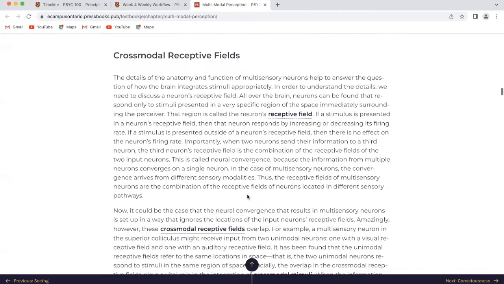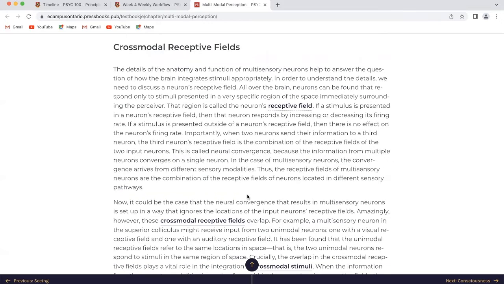Crossmodal receptive fields. The details of the anatomy and function of multisensory neurons help to answer the question of how the brain integrates stimuli appropriately. In order to understand the details, we need to discuss a neuron's receptive field. All over the brain, neurons can be found that respond only to stimuli presented in a very specific region of the space immediately surrounding the perceiver. That region is called the neuron's receptive field.